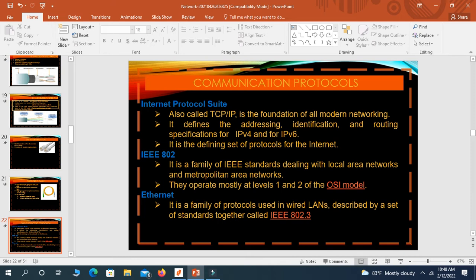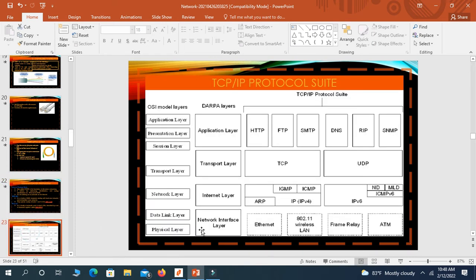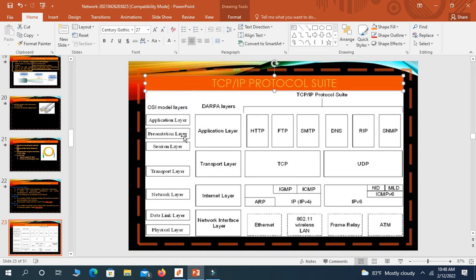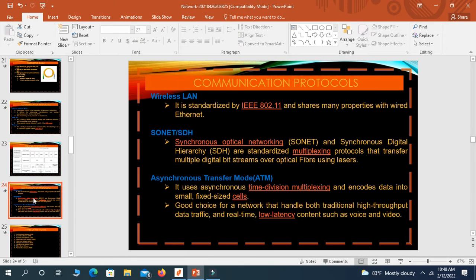Next up we have Ethernet. It is a family of protocols used in wired LANs, described by a set of standards together called IEEE 802.3. And finally we have the TCP/IP protocol suite. Here, as you can see, these are my OSI models and layers. This slide will be provided to you. I suggest you go through this, and it will be discussed in great detail in our next class.